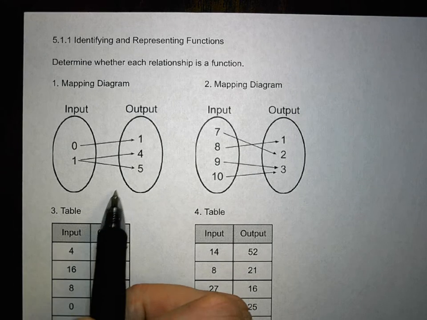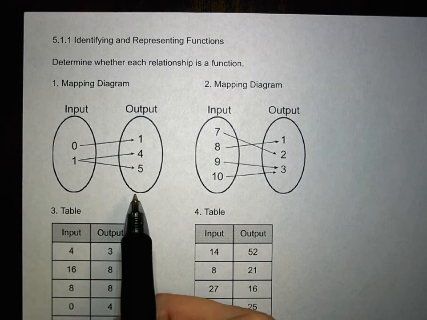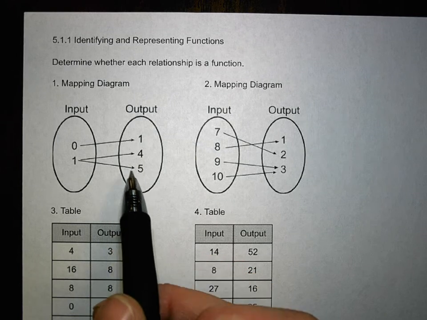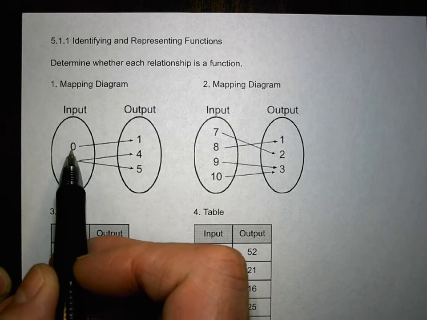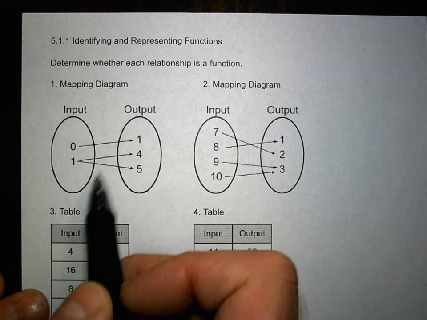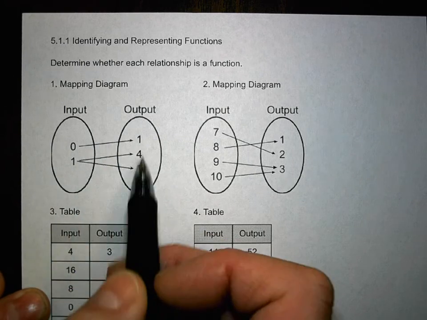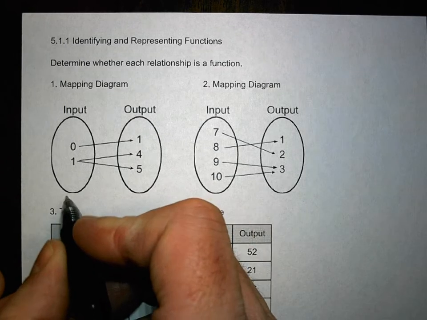Mapping diagrams are probably some of the easiest to see. Remember, for each input, there's exactly one output. So I've got an input of 0. What's the output? 1. How about an input of 1? 4 or 5. Is that a function? No, this is not a function.